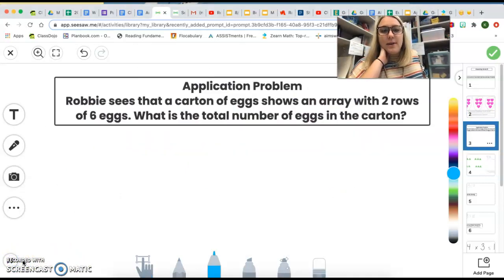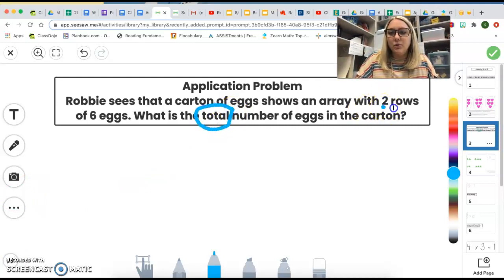It says, Robbie sees that a carton of eggs shows an array with 2 rows of 6 eggs. What is the total number of eggs in the carton? So that's an important word, total. And we have 2 rows and 6 eggs in each row. So I'm going to go ahead and draw that. So I have 2 rows, which rows go across, and I have 6 in each row.